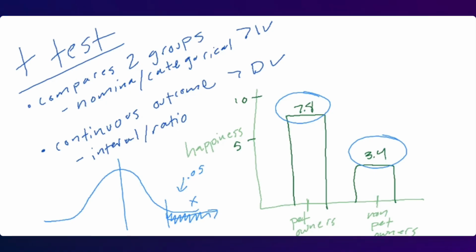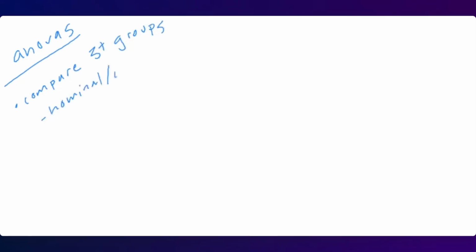All right, so let's try ANOVAs now. What do you need for an ANOVA? Well, you're going to compare 3 or more groups. All right, so remember, this will also be a nominal or categorical variable. This would be your predictor, your independent variable, and then you're going to have a continuous outcome variable. All right, and let's say this is going to be interval or ratio.